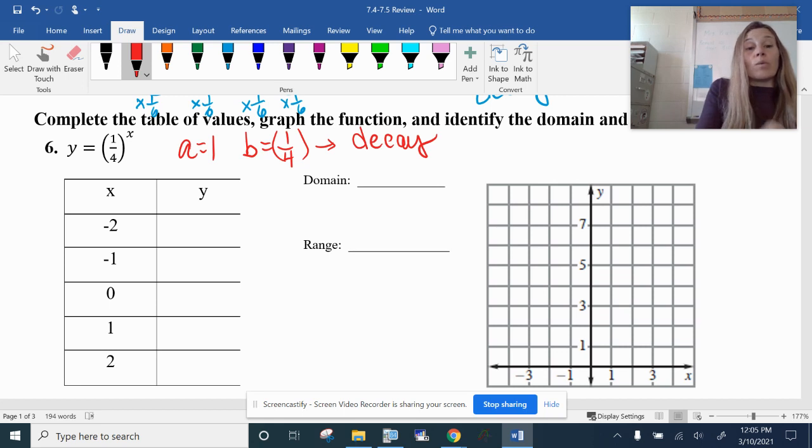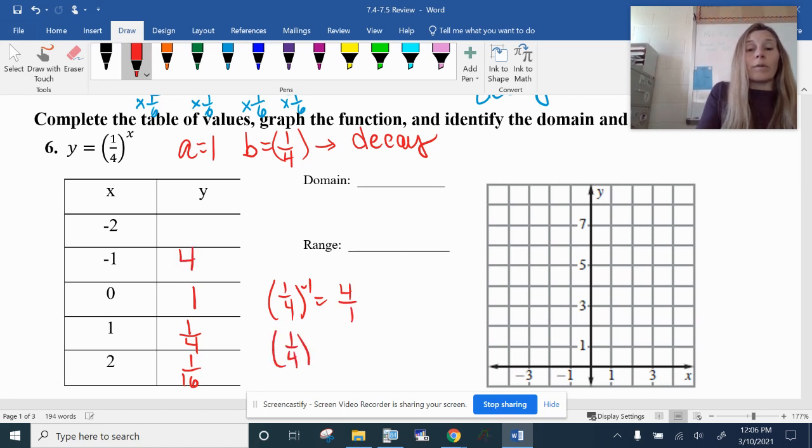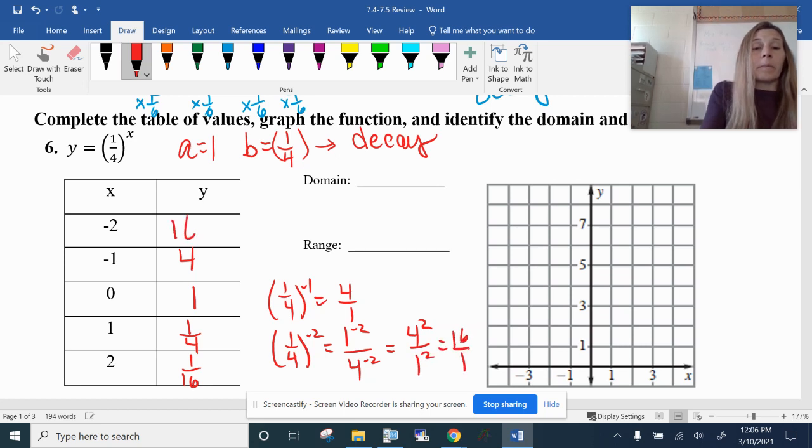So now since my a is 1, I know 0, 1, that's my y-intercept. If I want to do 1/4 to the first power, I would get 1/4. 1/4 to the second power would be 1/16. And if I had 1/4 to the negative 1 power, so like this, that would flip that, right? So just give me a 4. And if I had 1/4 to the negative 2 power, that would give me 4 squared over 1 squared, which would be 16.